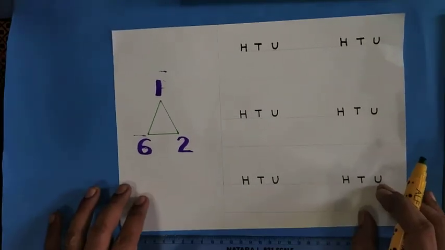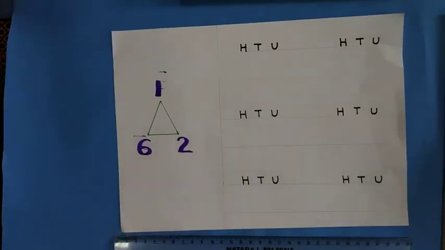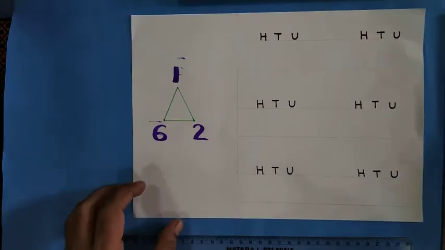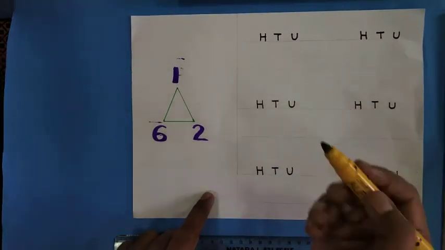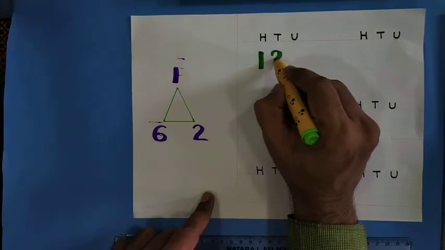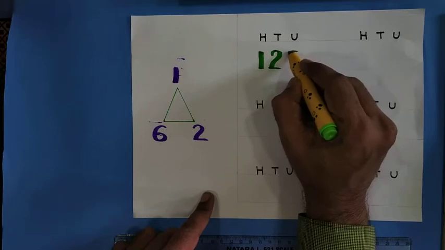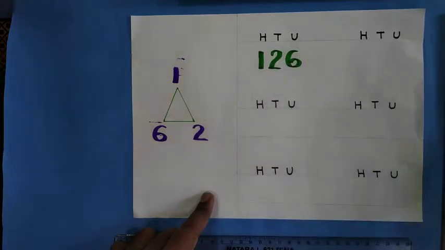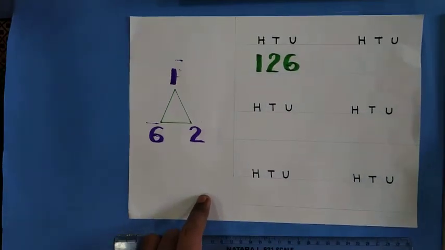Now next we'll see the digits 1, 2, 6. So let us start. First 1 at the 100 place, then 2 at the tens place, then 6 at the unit place. 126.